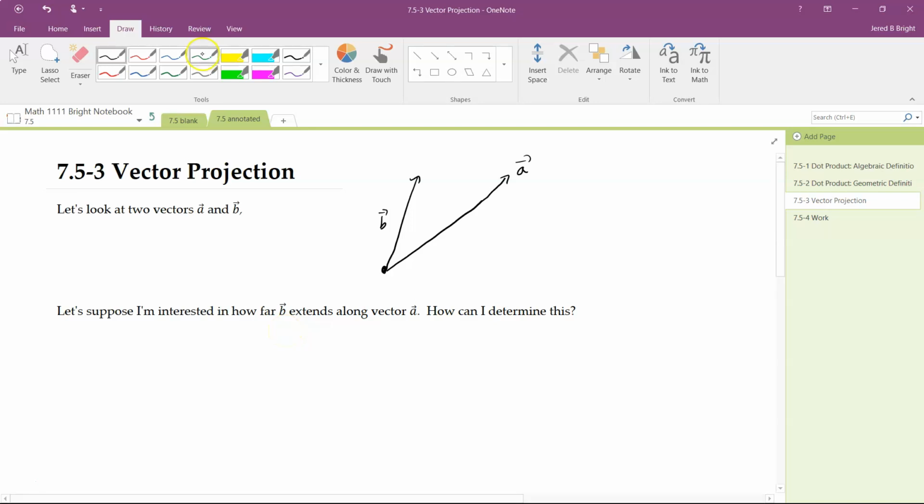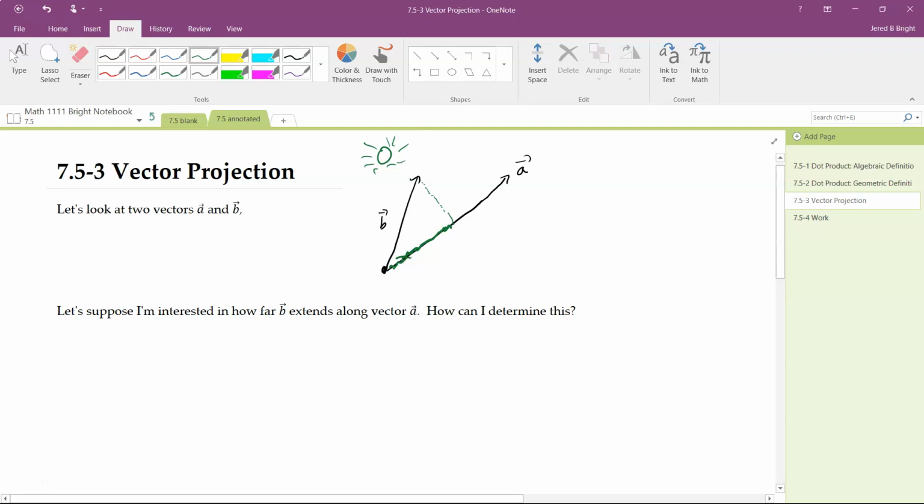So that is to say, if we could think of a sun that is right above, that's a bad sun. Still a bad sun. Well, you get the point. If we have a sun right above the tip of B, it would be casting a shadow down along A, and I'm curious about how far the shadow would extend.